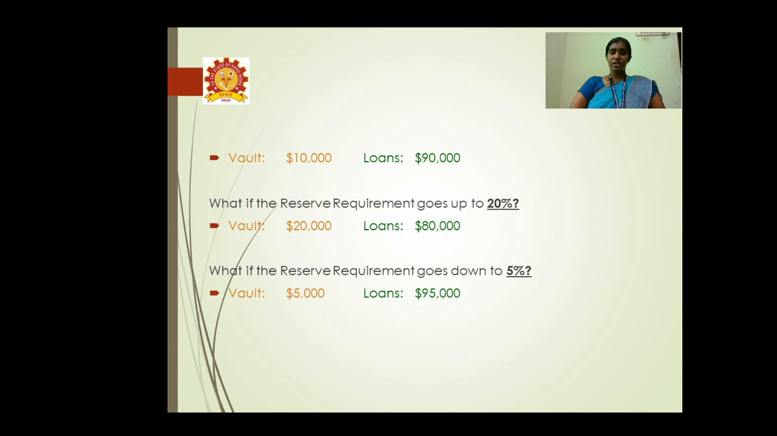So what if the reserve requirement goes up to 20%? Then the vault is $20,000 and loans are $80,000. What if the reserve requirement goes down to 5%? $5,000 is the vault and loans are $95,000. So this is called the reserve requirement. Whenever the government is lacking money, they will do this activity to get the money back from the public.